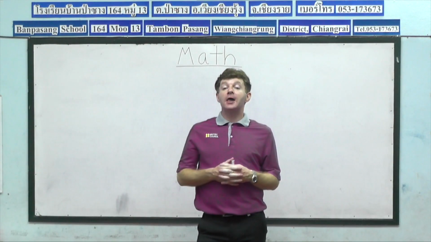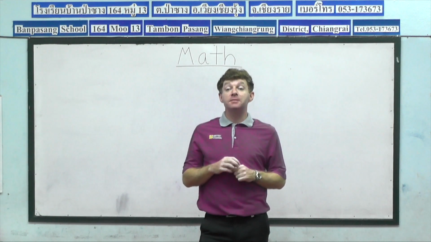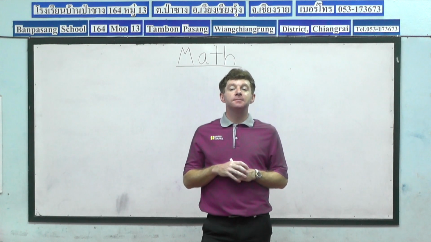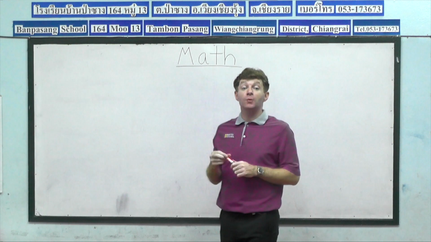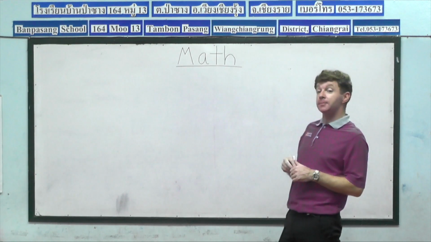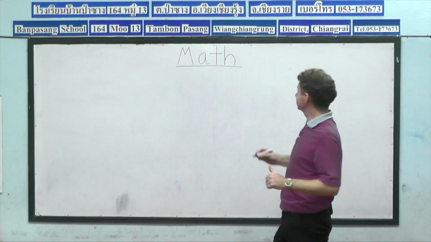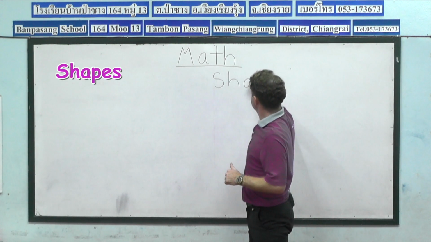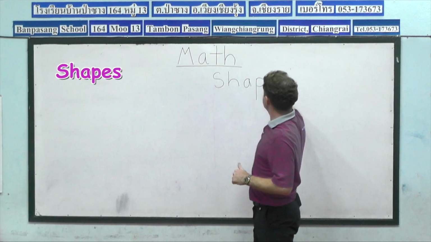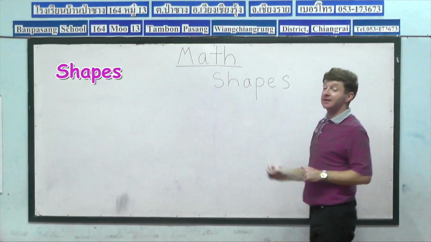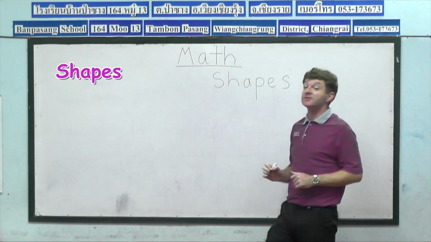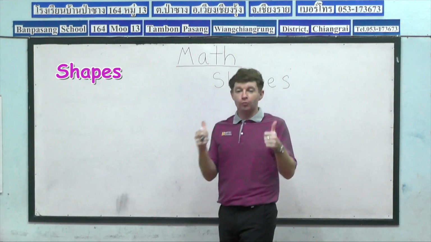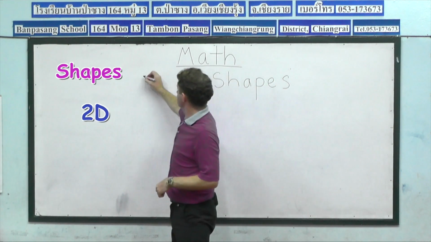And who can tell me what we've been learning about in math class recently? Shapes. Very good. Well remembered, guys. How do we spell shapes? S-H-A-P-E-S. And what type of shapes have we been learning about? 2D. Okay.